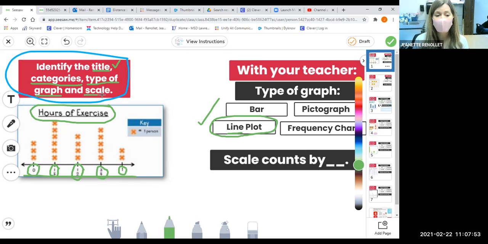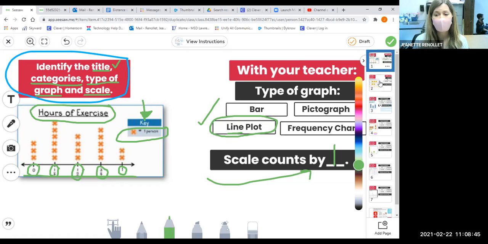And finally, we need to identify the scale. Remember, the scale tells us what we are counting by to read the graph. Check out the key on the graph. It says 1x equals 1 person. I have now identified the scale on the graph, and I'm going to record it over here by filling in the blank. This graph has a scale that counts by 1. Some graphs count by 1 with their scale. Remember, in 3rd grade, we will start looking at graphs that do not count by 1. Their scale is greater than 1.